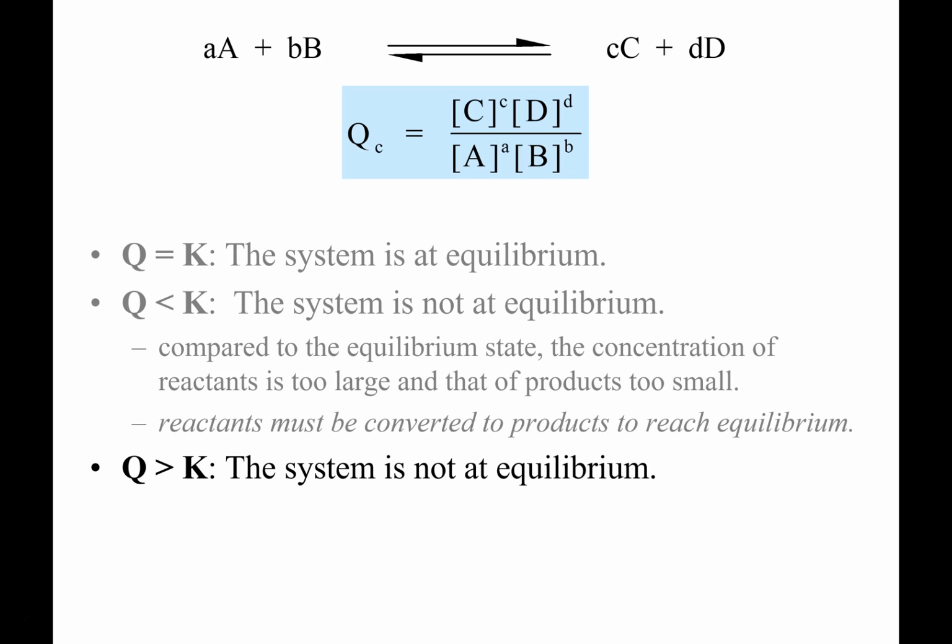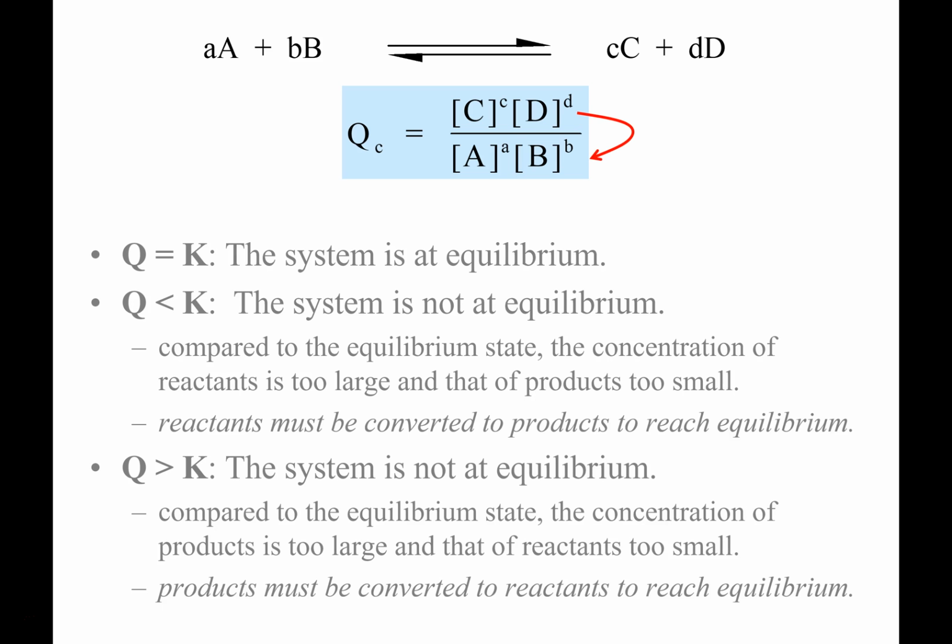The other scenario is that your QC is too big. If your QC is too big, that means I have too much product. And remember, the beauty of a chemical equilibrium is it goes from left to right, like we're used to, and it also goes from right back to left again. In this case, to reach equilibrium, some of your products are going to have to go back to form reactants. In normal chemistry, we don't think of it going from right back to left again, but that's exactly what's going to happen in order for it to reach equilibrium.